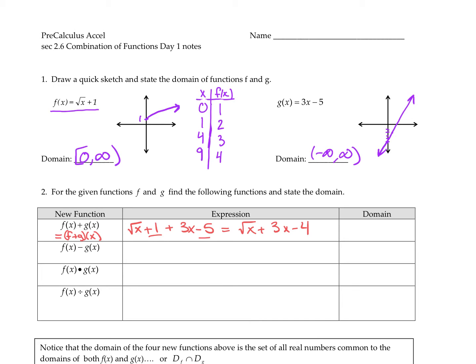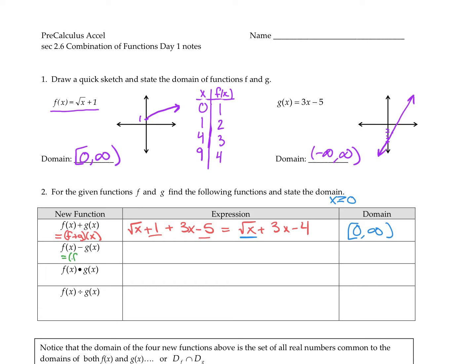So if I'm going to state the domain for this combination, the only restriction I have is this square root, and I know that that means x has to be greater than or equal to 0. So that means my domain would just be 0 to infinity. The 3x and the minus 4 have no restrictions on my domain.